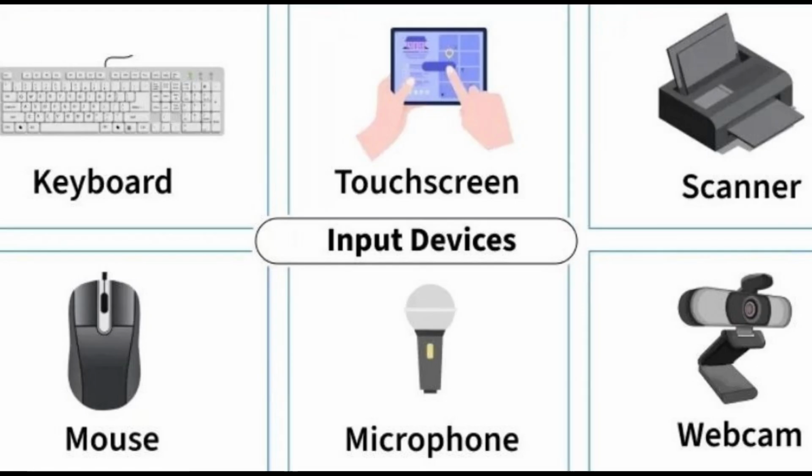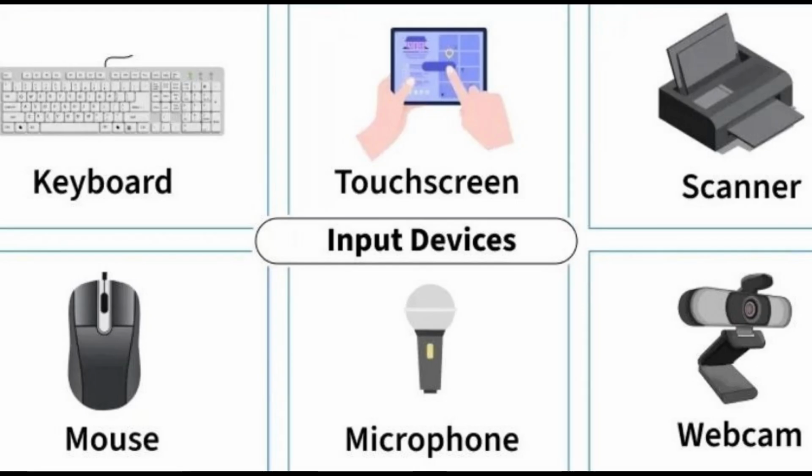Keyboard. Advantages: fast and accurate text entry, easy to use and widely available, essential for programming and documentation. Limitations: requires typing skills, can cause repetitive strain injuries with prolonged use. A mouse is a pointing device that controls the movement of the cursor on the screen. It typically has buttons and a scroll wheel.